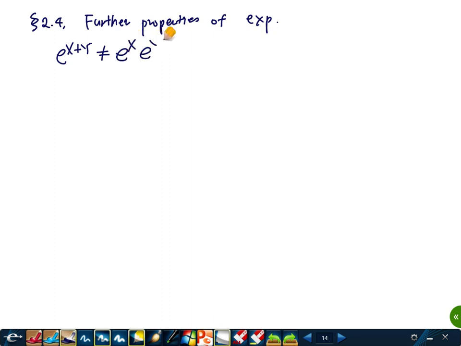Now, the next section is about some more properties of exponential. I told you that e to the x plus y is not equal to e to the x times e to the y in general. But we can still say something about this. And this is the theorem called the Lie product formula.